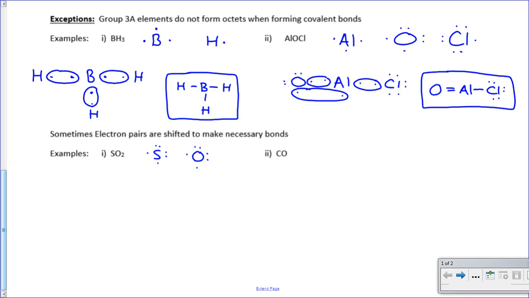And so what we get, I'm going to put sulfur in the center here. And sulfur has its electrons. And there's an oxygen on this side. And so what happens here is the sulfur will bond with this oxygen, right? And then we've got this other oxygen over here.